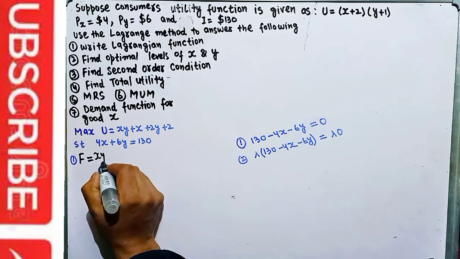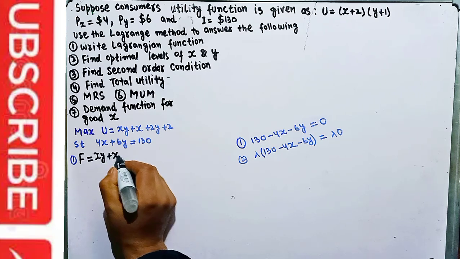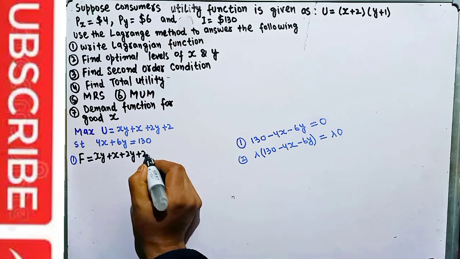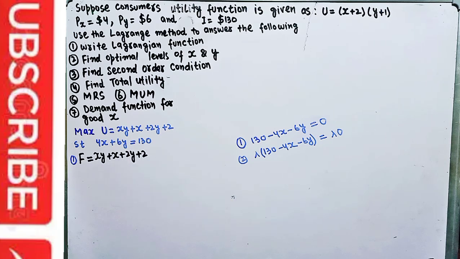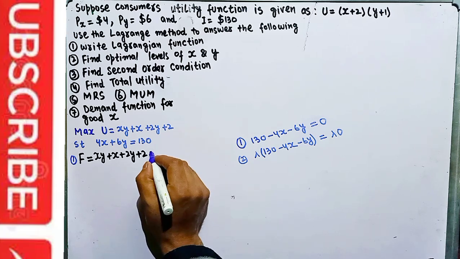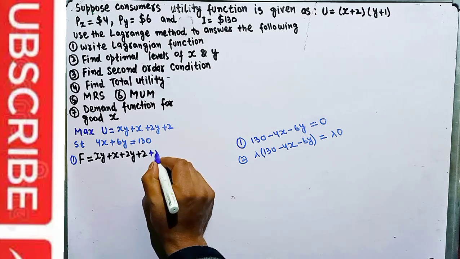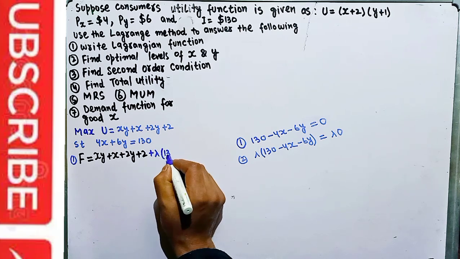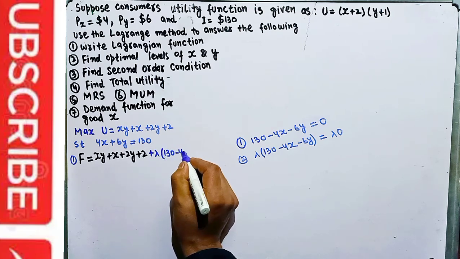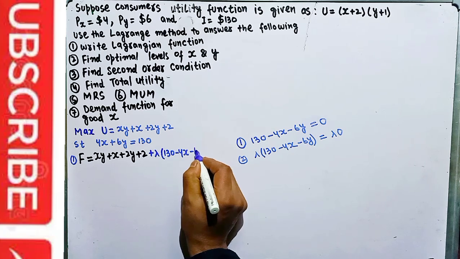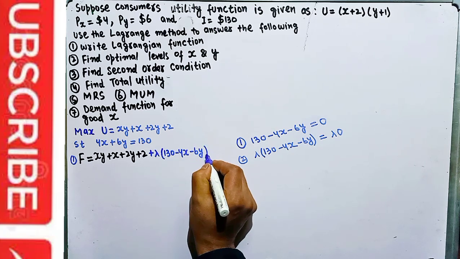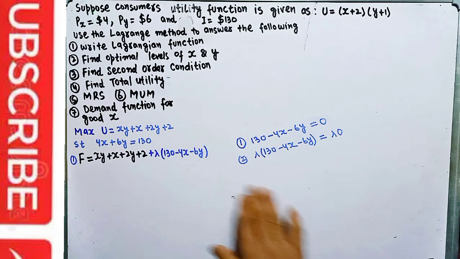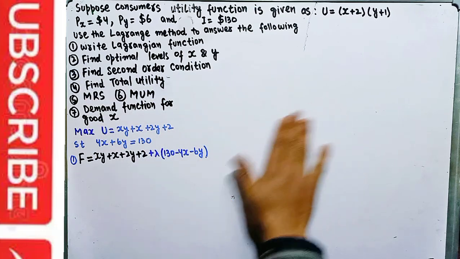So we have xy plus x plus 2y plus 2. This utility function, plus to this we add the resulting constraint that we formed here, that is lambda times (130 minus 4x minus 6y). This is the solution for the first part. Let me rub this out now.